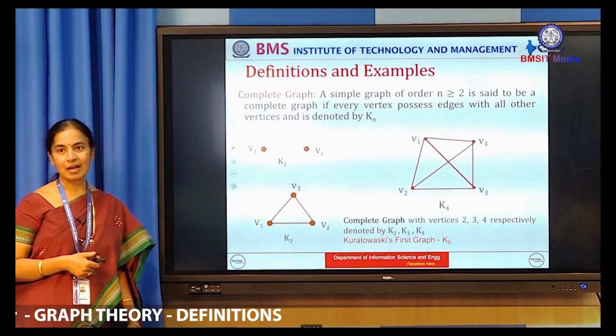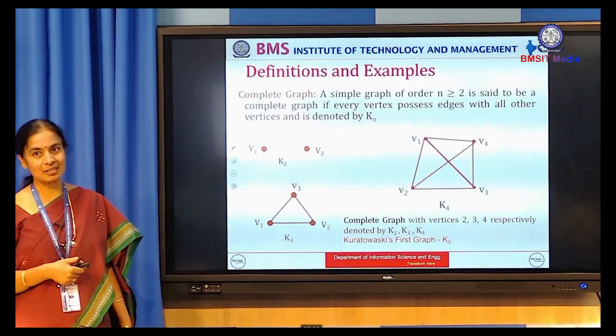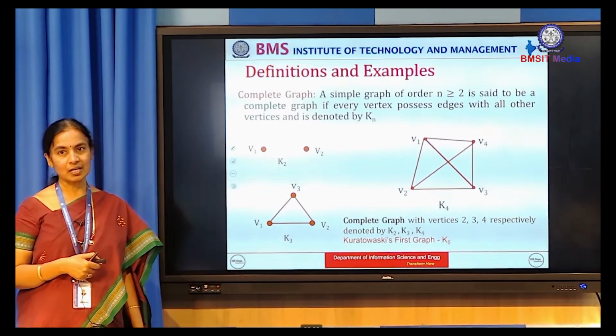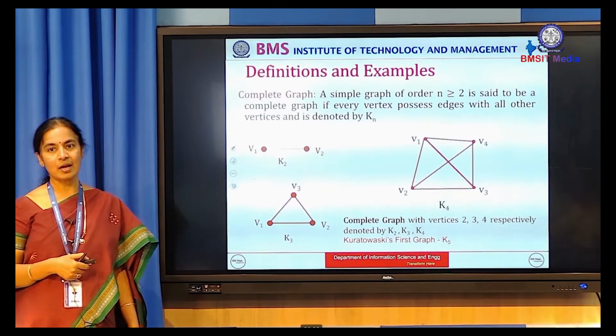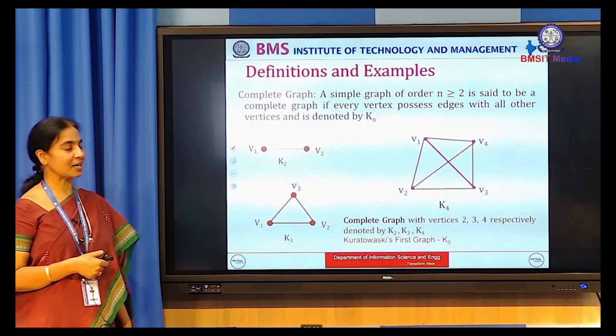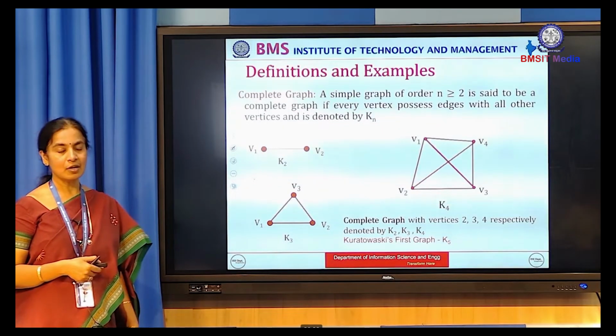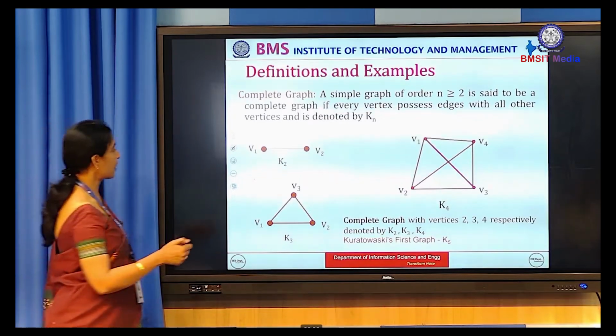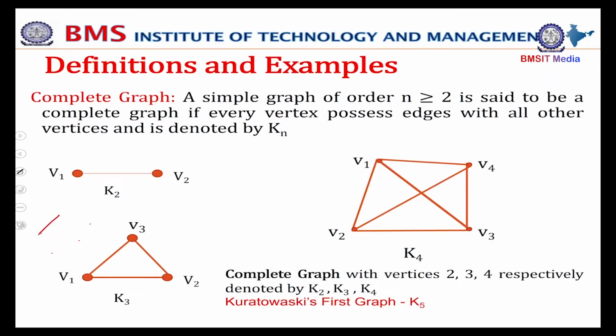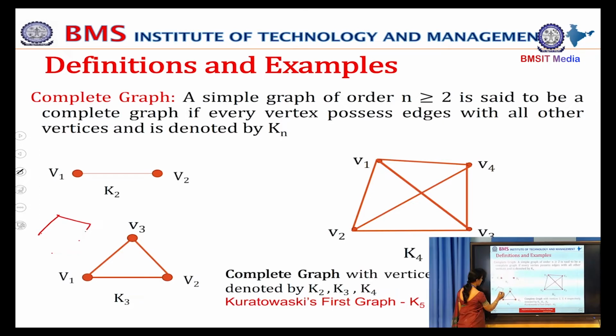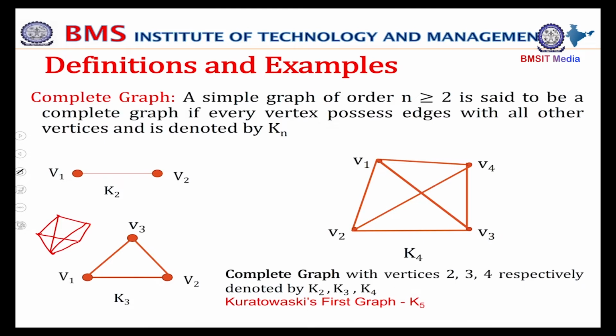Complete graphs with 2, 3, 4 vertices are denoted here on the diagram, and Kuratowski's first graph is called K5. If we have 5 vertices, we call it Kuratowski's complete graph K5. All vertices are connected, and then we call it K5.